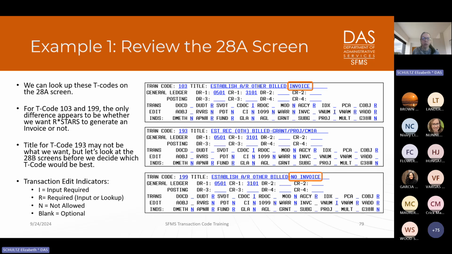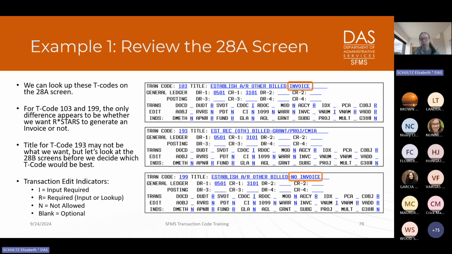We're going to kind of compare, see what the difference is between these. Looking at the titles, T code 103 at the top and T code 199 at the bottom, they're almost identical. The only difference is invoice or no invoice. So, do we want RStars to generate an invoice for these or not? Otherwise, those T codes are exactly the same.